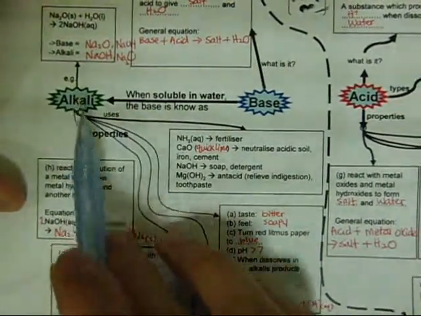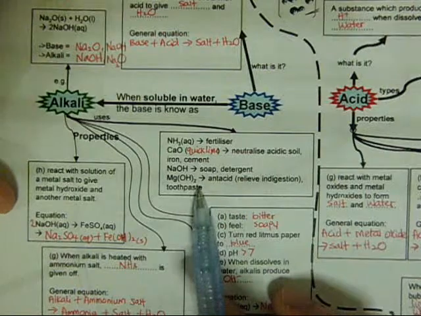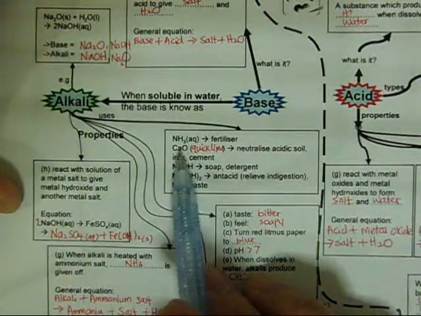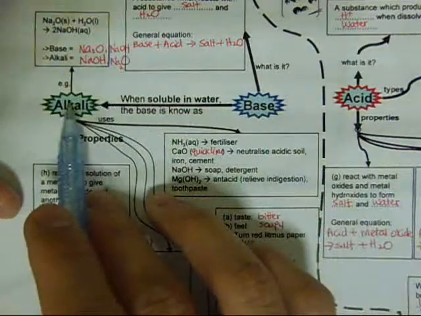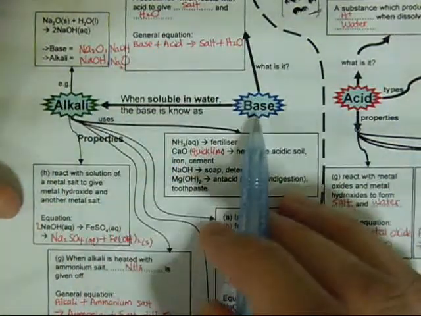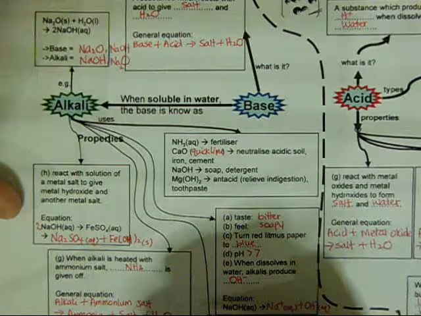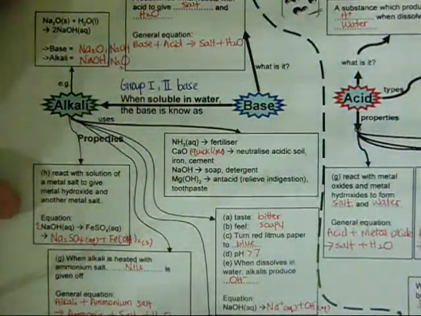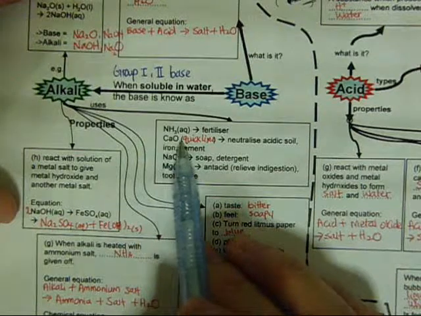Now let's look at the application of alkali. Alkali can be used to make fertilizer, detergent, soap, and toothpaste. All these are examples of applications. One thing to take note of is that calcium oxide is an alkali because it can dissolve in water. Basically, how do you know which bases can dissolve in water and which cannot? All the group 1 and group 2 bases can dissolve in water, so they are also known as alkalis. Calcium is group 2, so calcium oxide can dissolve in water.